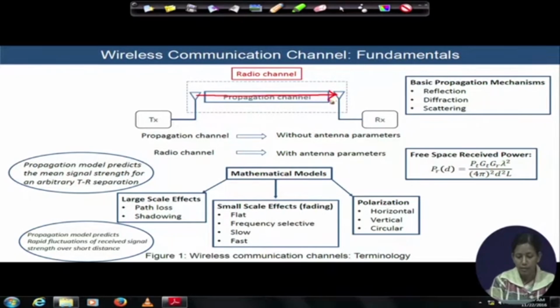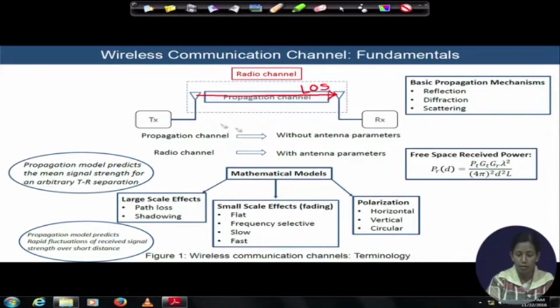So, if I draw the electromagnetic waves as rays, this is a direct ray reaching from the transmitting antenna to the receiving antenna. We call it a line of sight path. Okay. And is there any other path available? Yes, it is there.